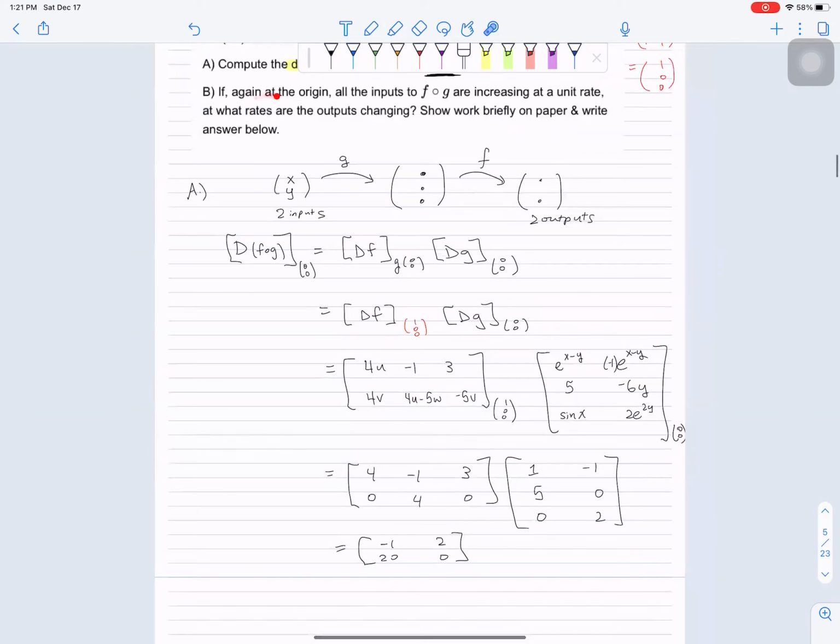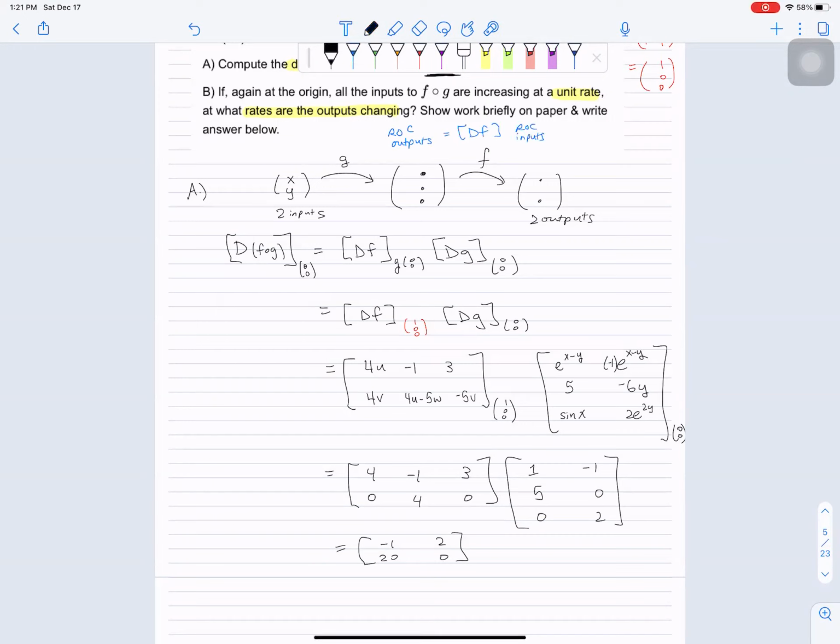Now part B says, if again at the origin, all the inputs are increasing at unit rate, at what rate are the outputs changing? So I see a unit rate, and it's asking me what the outputs are changing at. That reminds me that any matrix represents some rate of change of outputs with respect to the inputs. And so we have that idea that rate of change of outputs equals your derivative matrix times the rate of change of inputs. So that's what I'm going to do for part B.